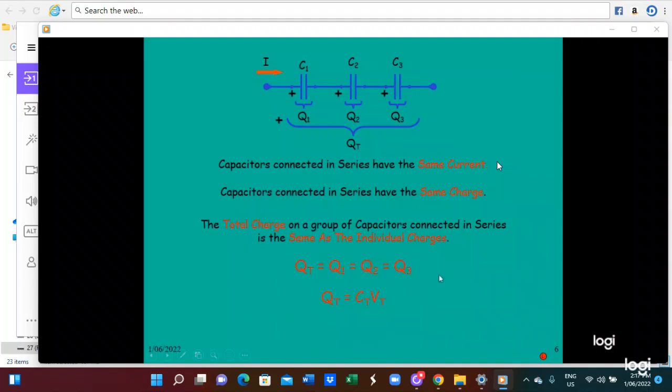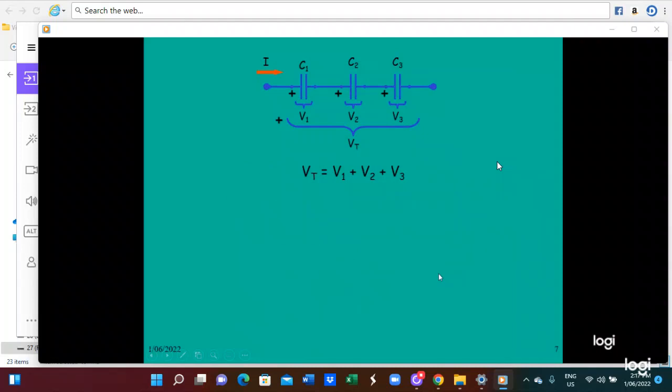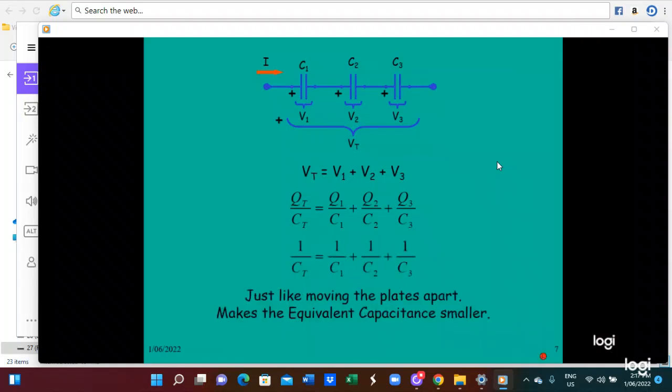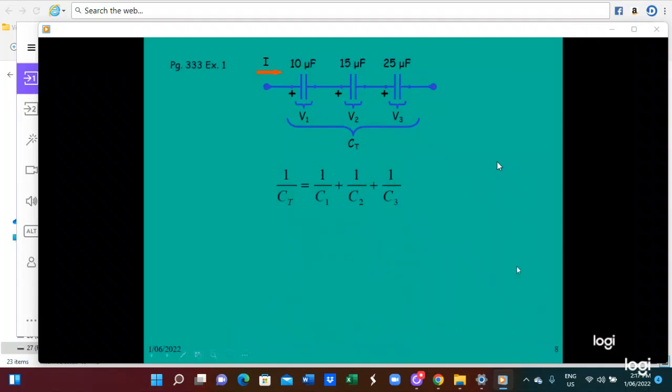So in this case, when capacitors are connected in series, the V total equals V1 plus V2 plus V3. QT by CT equal to Q1 by C1 plus Q2 by C2 plus Q3 by C3. So 1 by CT equal to 1 by C1 plus 1 by C2 plus 1 by C3. This is the equation for capacitors connected in series.